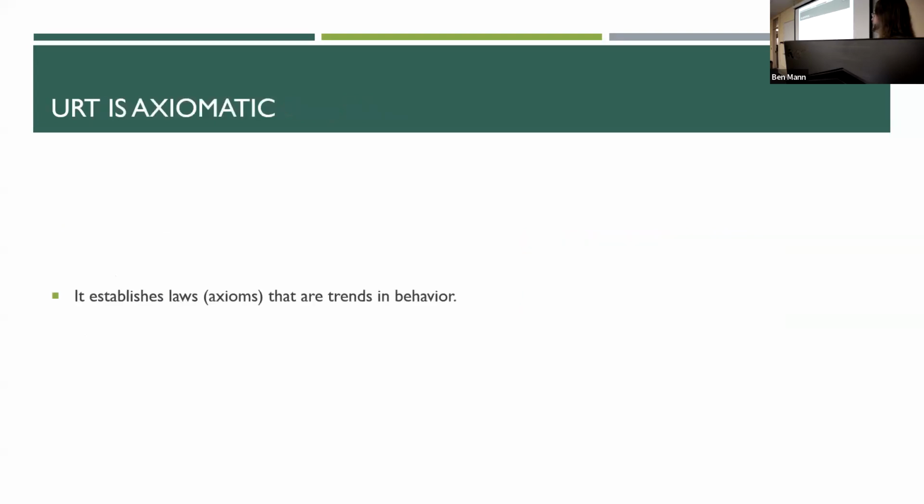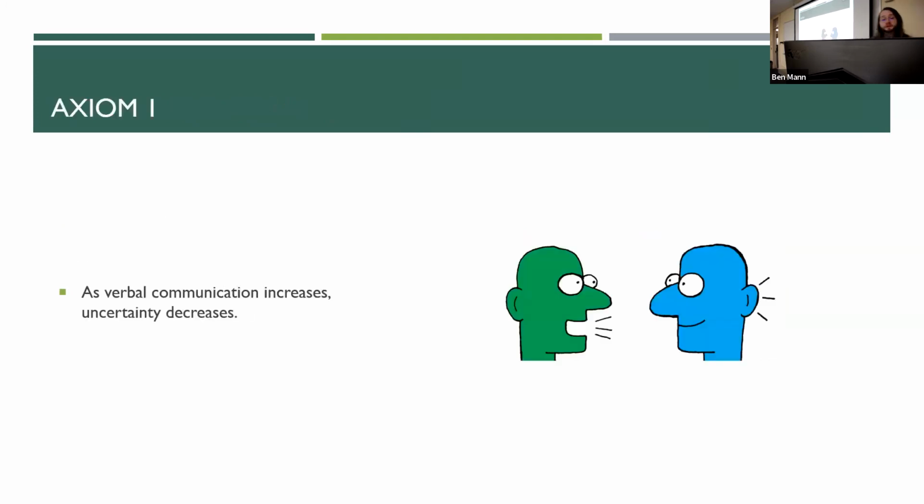In other words, I mentioned that this is a more positivistic and empirical theory, right? It is developing a more quantifiable and measurable way of understanding how we experience and deal with uncertainty in our lives. In other words, this theory establishes what are known as axioms or laws that help us to explain how we experience uncertainty in our communication. So here's the first axiom. This is pretty basic, right?